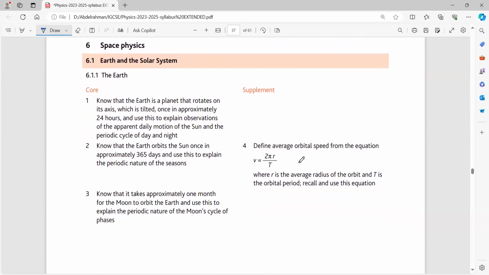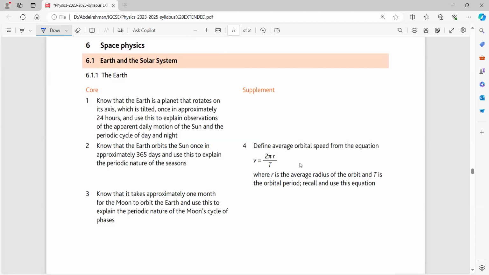Space physics. Space physics was divided into 2 sections. The first section was talking about the Earth and the solar system. The second section was talking about the universe and the galaxies. Let's quickly move through the Earth and solar system. We need to move very quickly because it was quite easy.